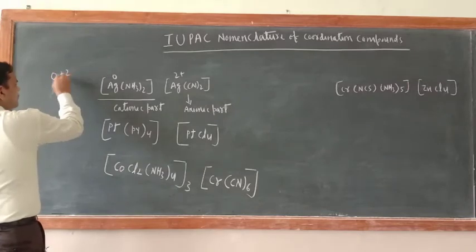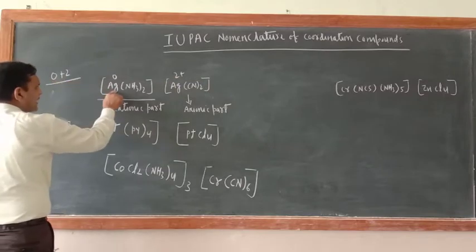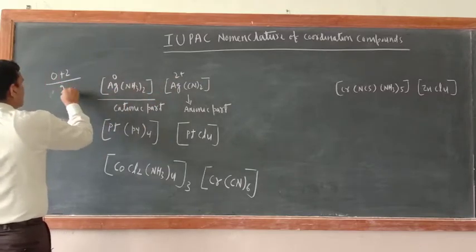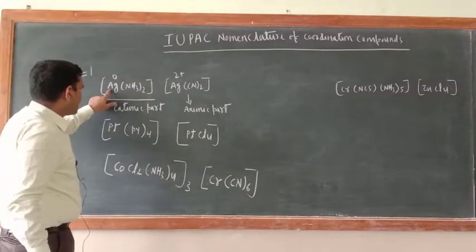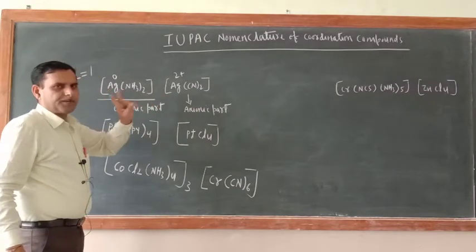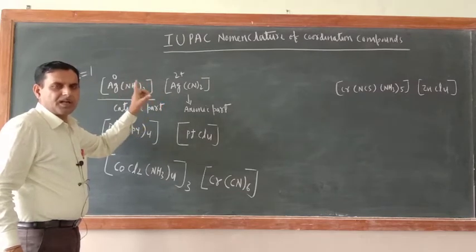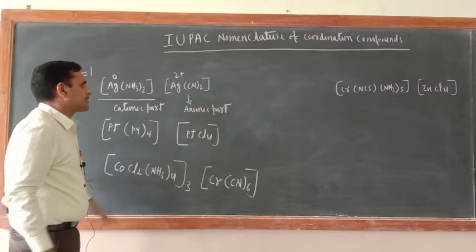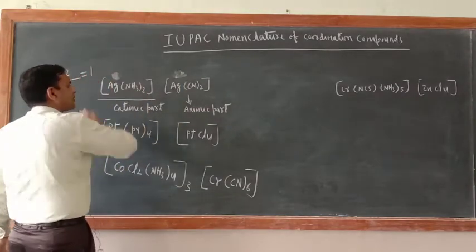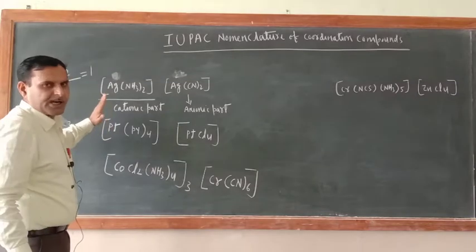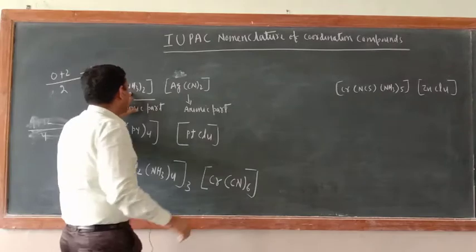0 plus 2, 0 for this one, 2 for this one. How many silver ions are there? 2 divided by 2, so 1. So each silver's oxidation state will come 1 while naming this chemical compound, and for naming the same rules apply. Now don't indicate here 2 positive, don't indicate here 0. This is for your understanding. Now name it the same way.